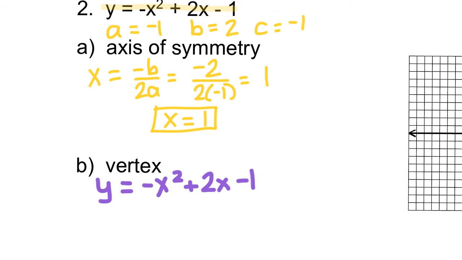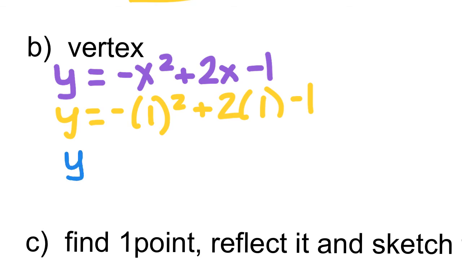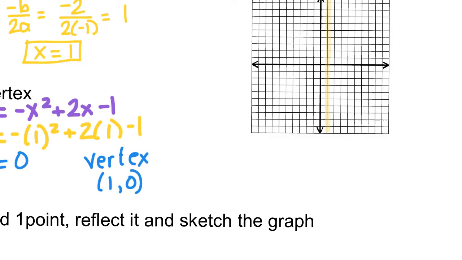Now that we found our axis of symmetry, we'll find the vertex. We'll use our knowledge that x equals 1 and substitute that into the equation of the parabola. Now let's evaluate this equation. And we find that our y value is equal to 0. So our vertex is a point. Our vertex is the point (1, 0). Let's go graph that point now.